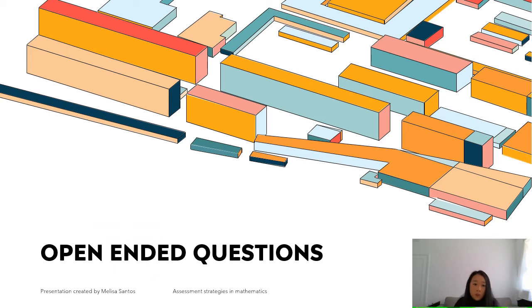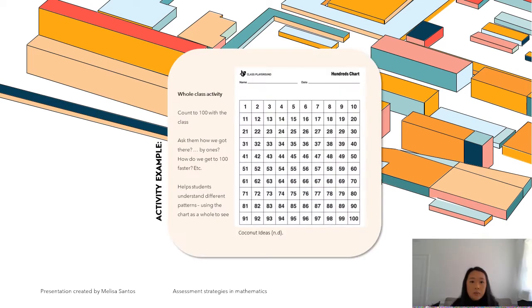The first strategy I'm going to talk about is open-ended questions, or questioning, as a form of assessment in whole class teaching. To introduce the topic of number sequencing and patterning to students, I would use a hundreds chart and get the students to count with me. I would then ask them open-ended questions such as how did we get to 100, and can we get to 100 faster? What happens if we count by threes?